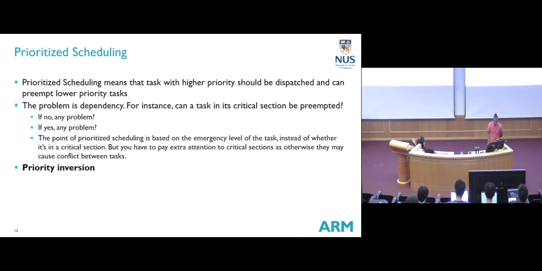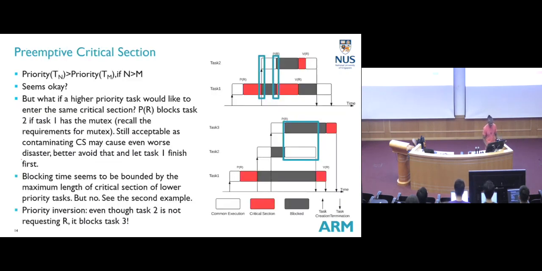Now I want to come to this prioritized scheduling. We know that the whole idea of a real-time kernel is to make sure that whichever task is more important will always transition from ready to run and preempt a lower priority task. Now, the issue this can potentially cause is something called priority inversion. So what is a priority inversion?